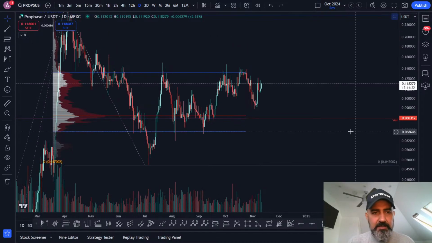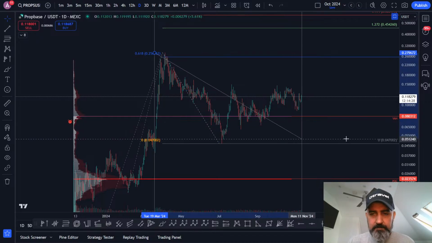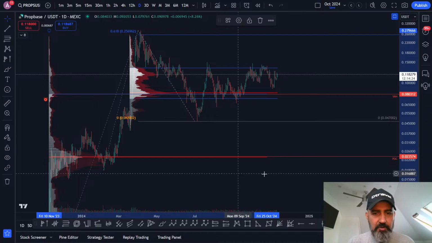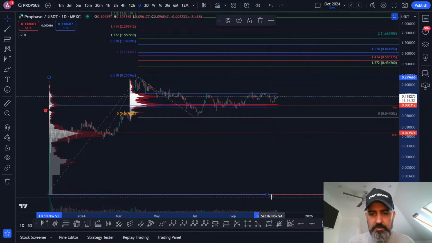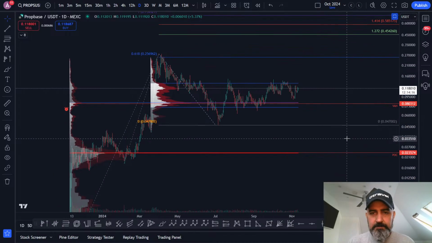This is MEXC. This is the higher range. This is the overall range. And MEXC from launch. Okay.